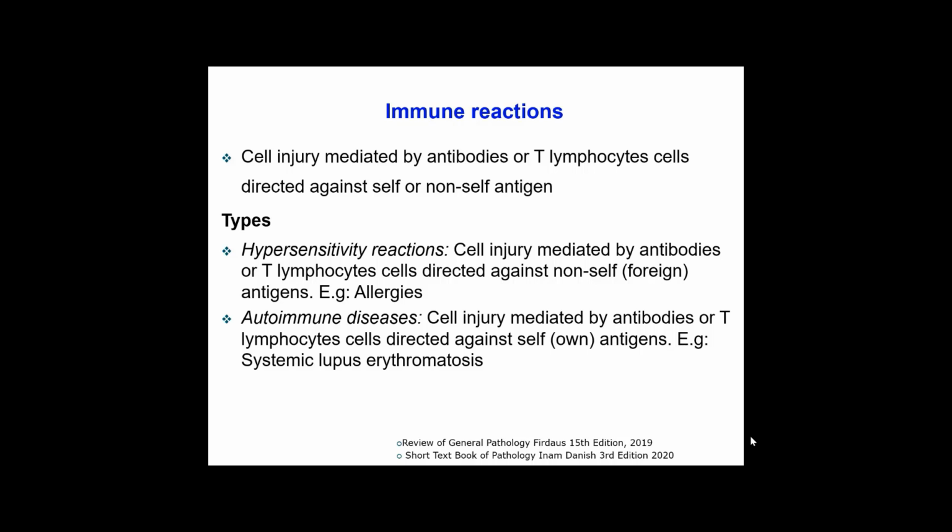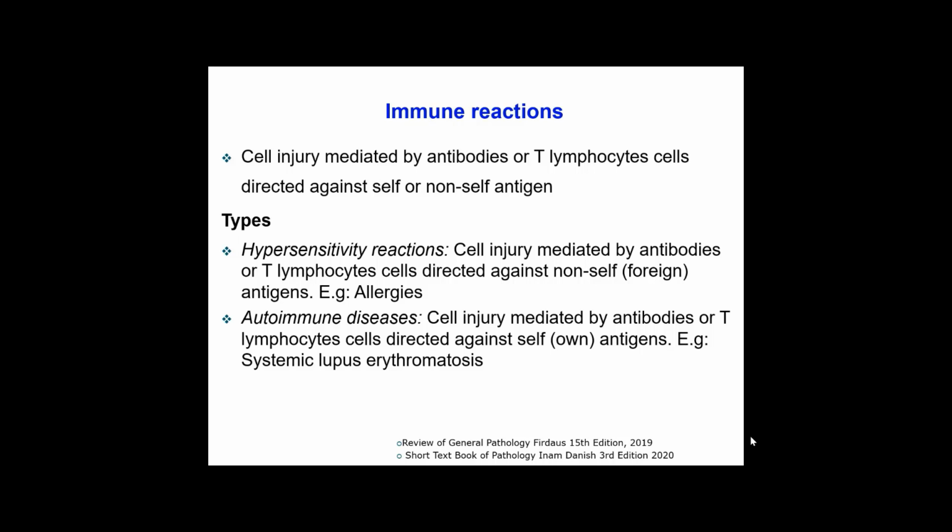The immune reaction can be divided into two groups: the hypersensitivity reactions and autoimmune diseases. In the hypersensitivity reactions, if the antibodies or T lymphocytes are directed against non-self antigens, they are called hypersensitivity reactions. The best examples are different types of allergies, like when pollens enter into the respiratory tract, they will cause allergy.